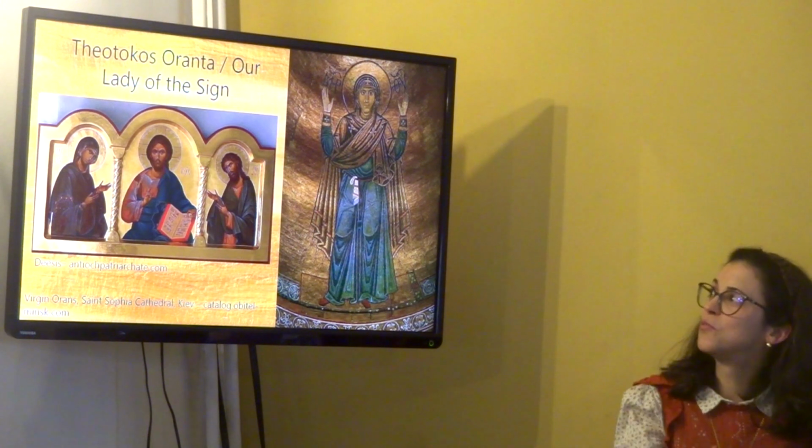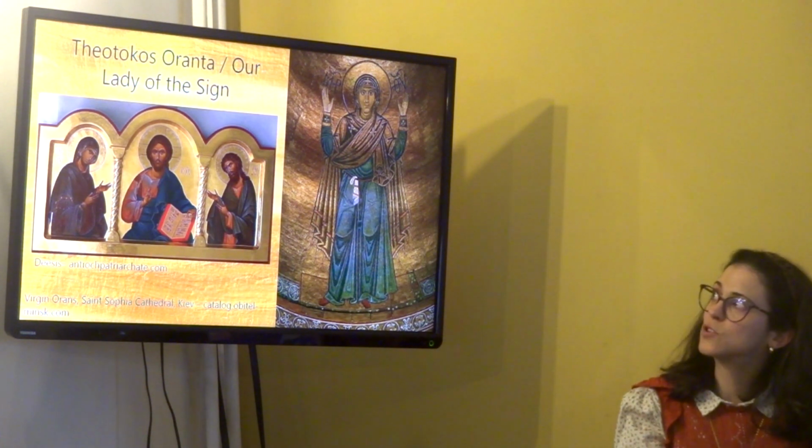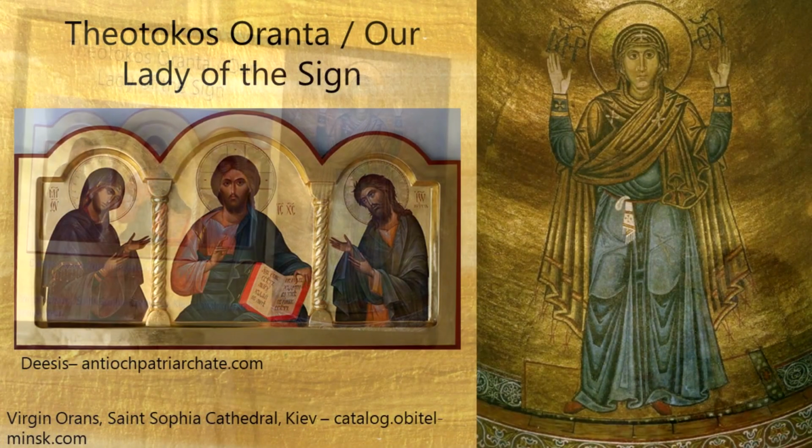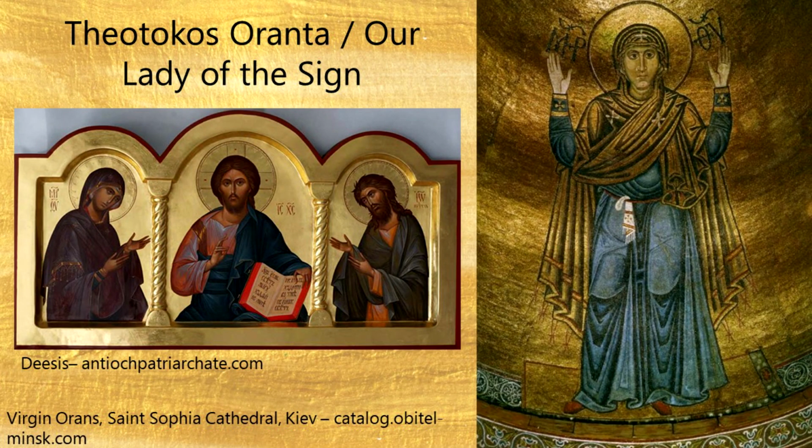Another type of Our Lady that's quite common is the Theotokos Oranta, which means Mother of God in prayer, also called Our Lady of the Sign. They're not exactly the same, but they're very similar. It's meant to represent Our Lady as our intercessor, and this is an image that is known since the catacombs. There are mosaics in different cathedrals with this image. This one is one of the most famous, in the cathedral in Kiev.